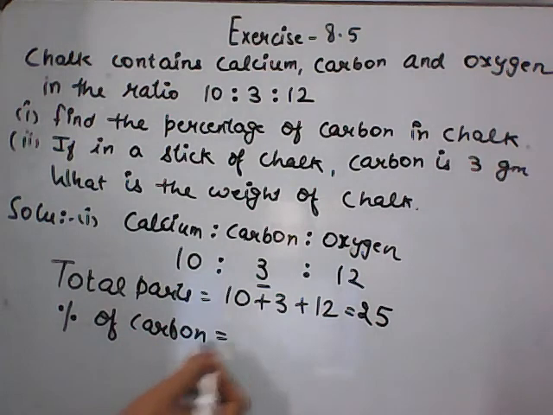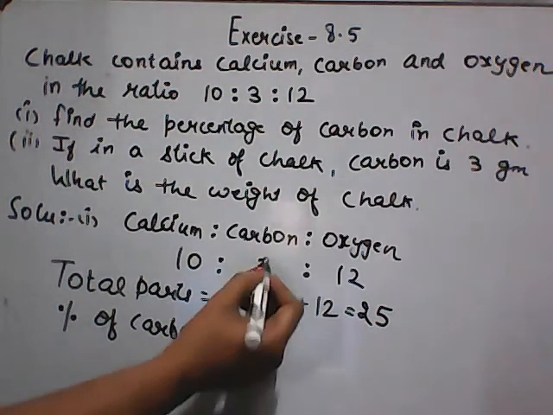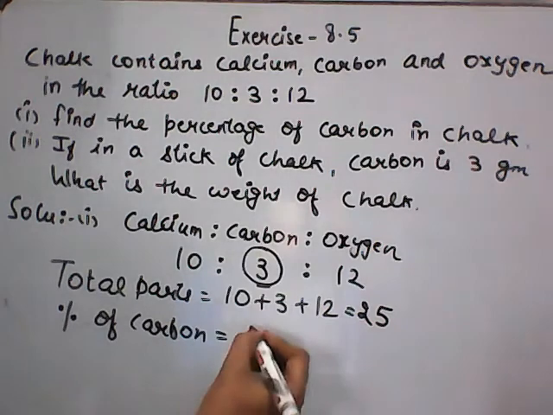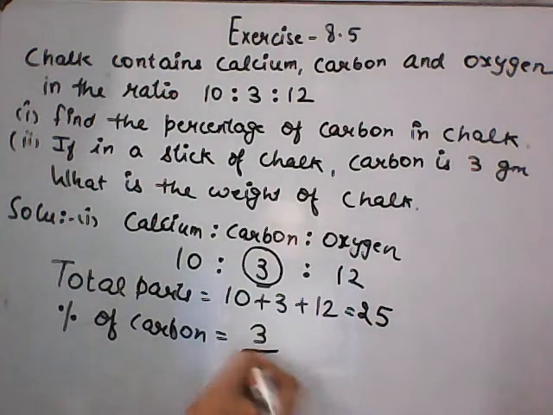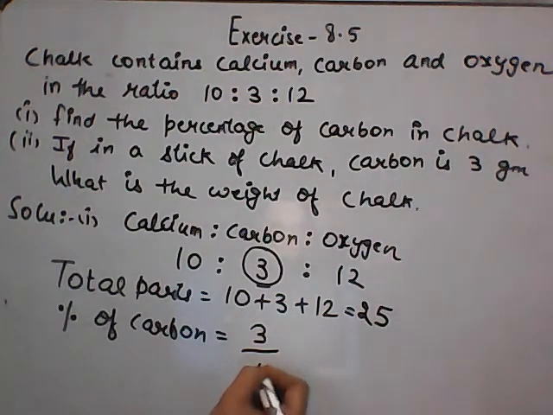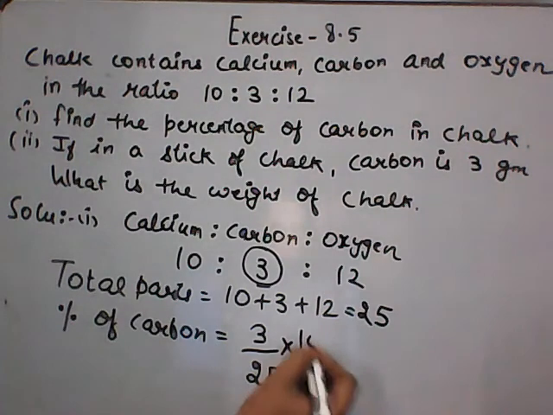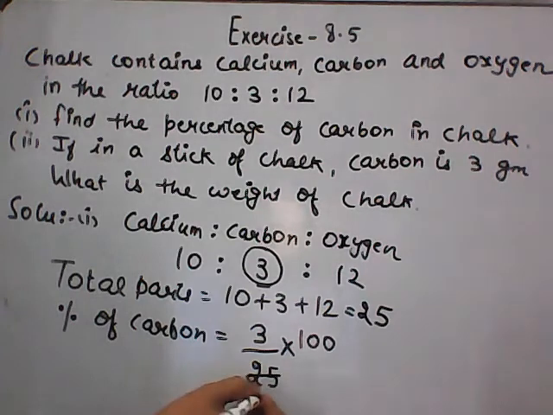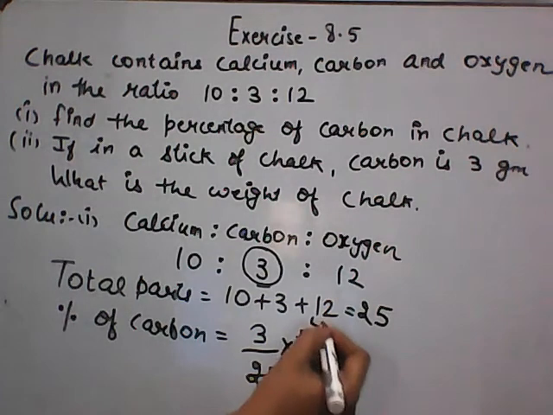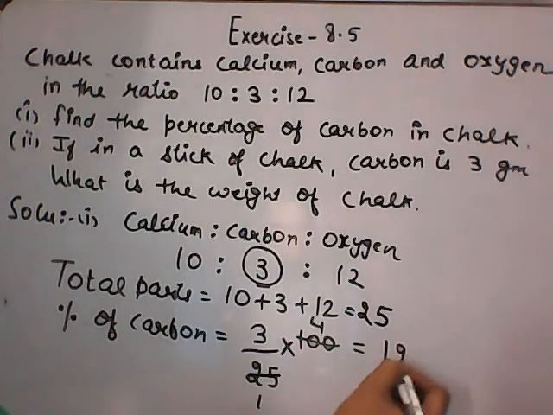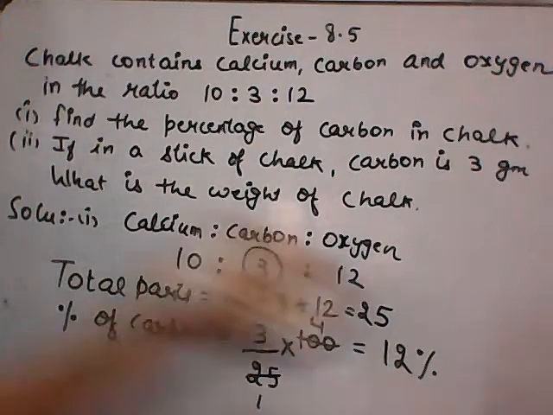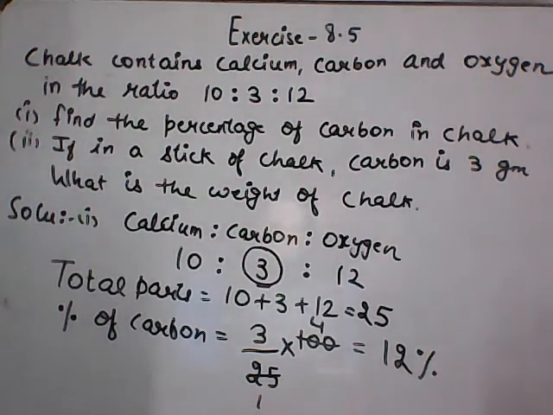Firstly, we can convert into a fraction. Carbon is 3 parts out of 25 total parts. You have to calculate the percentage, so multiply it by 100. 25 ones are 25. 25 fours are 100. 3 fours are 12%. That means in chalk, there is 12% of carbon. How much percent of carbon in chalk? 12%. Now, let's see the second part.